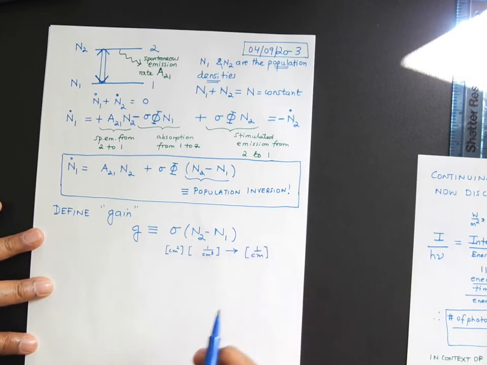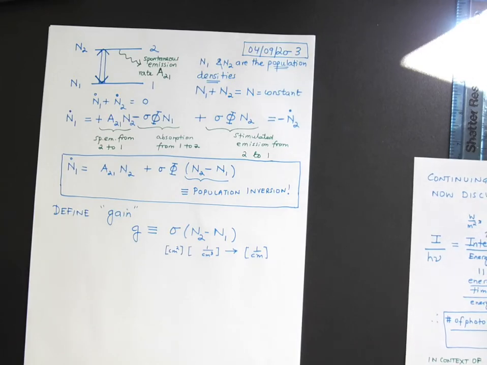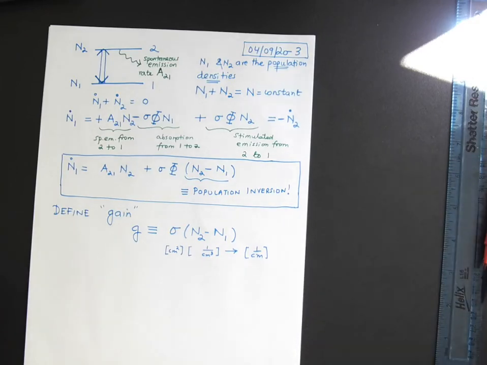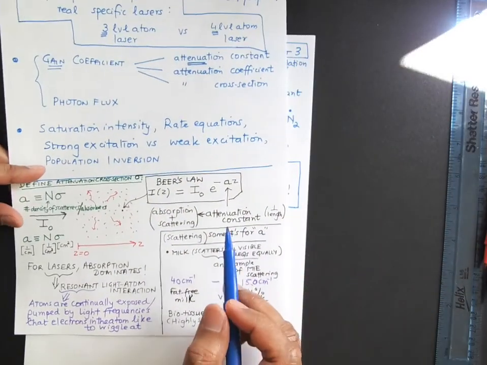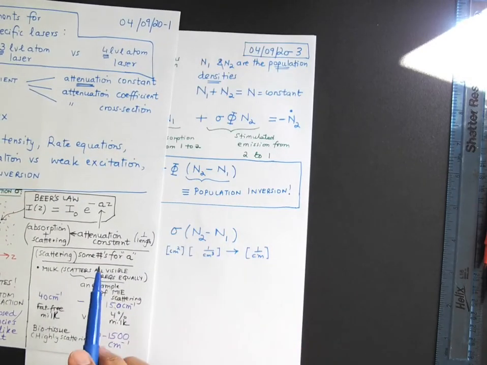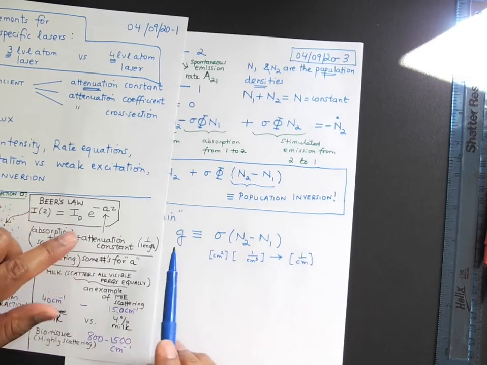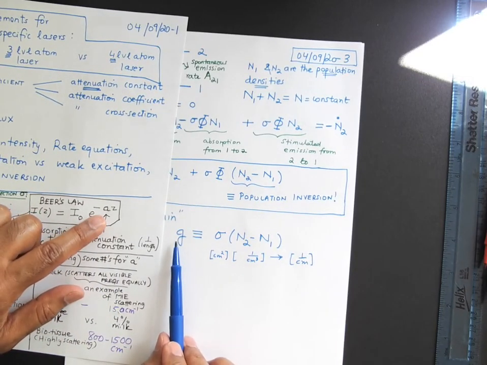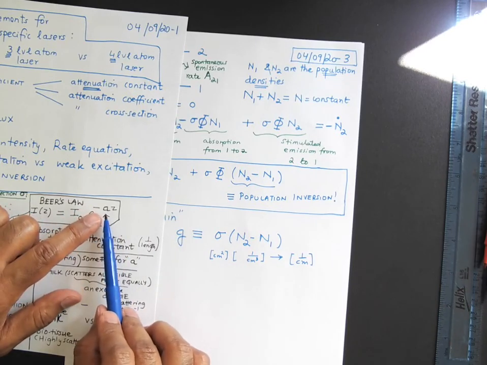So now, who else had units of 1 over centimeter? Do you recall? We just talked about it today. The attenuation constant. And so what we're going to find is that the attenuation constant and the gain are very closely related. A negative gain is attenuation, and a negative attenuation is a gain.